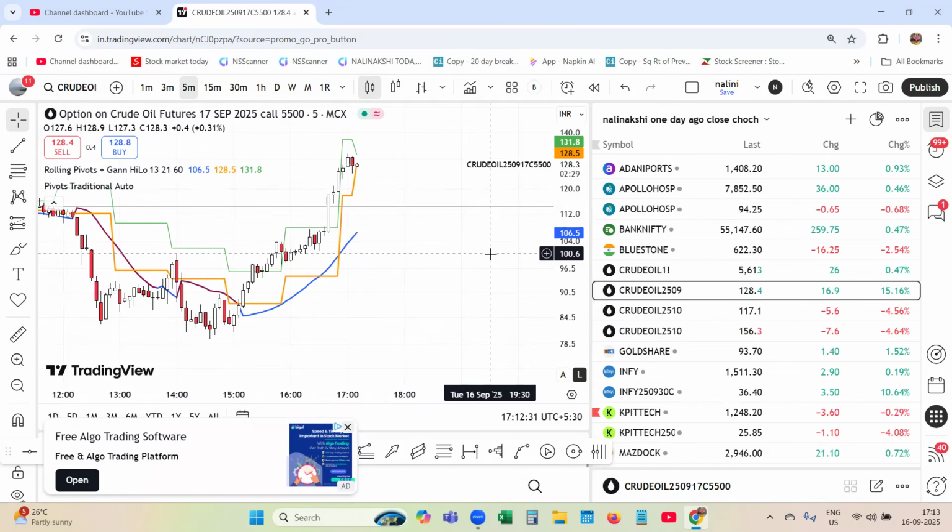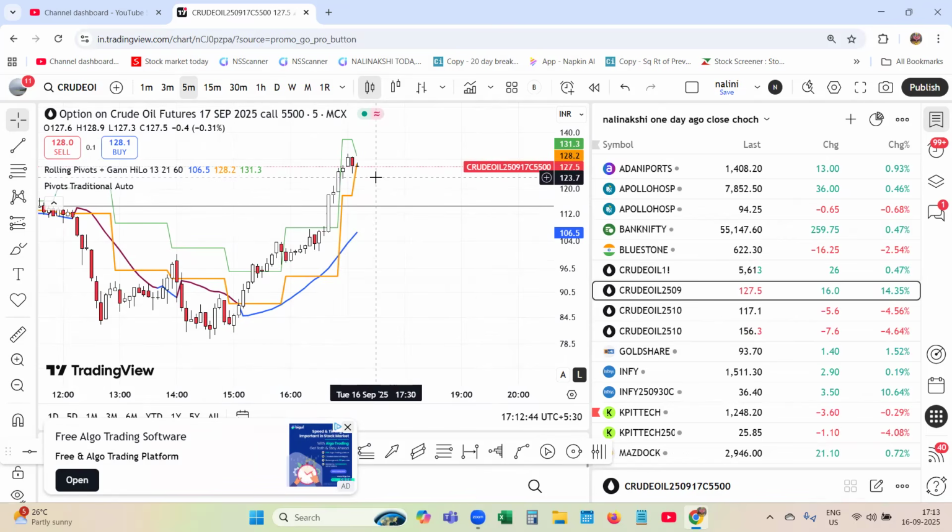That is 42 rupees, 4,200 rupees, from 3 p.m. to 5:20 p.m. Now it is 5:20 p.m. You could have cashed in. So this is the beauty.